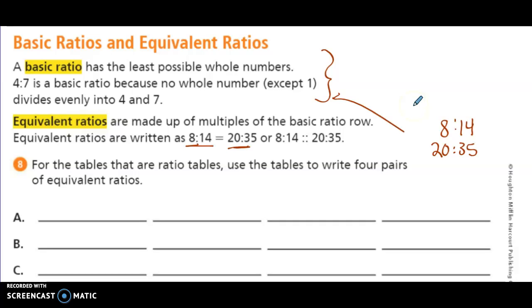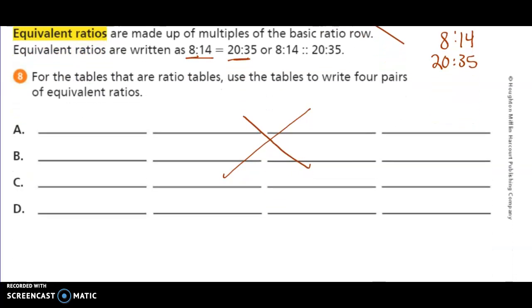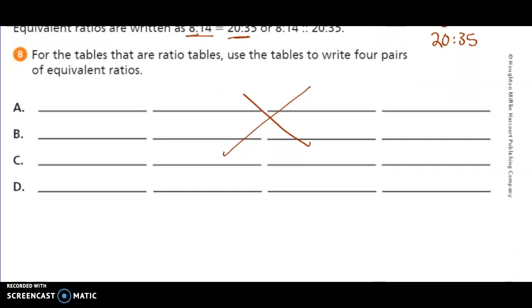For all the ratio tables, use the tables to write 4 pairs of equivalent ratios. You're excused from doing that. And I think that takes us to the end of page 29 for lesson 9. So please fill in your digital workbook with these answers.